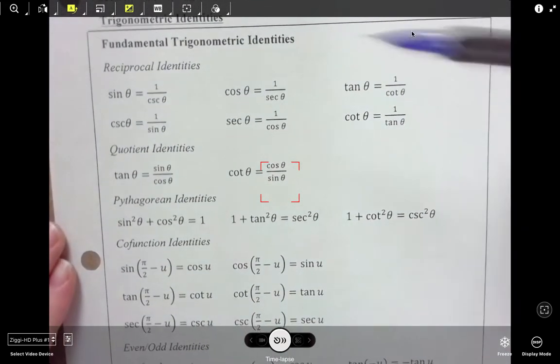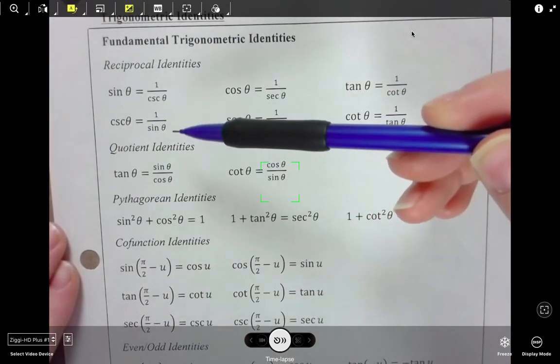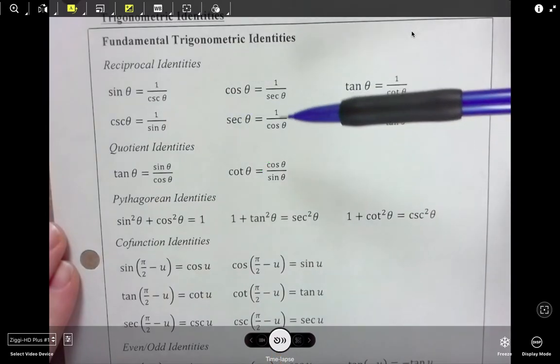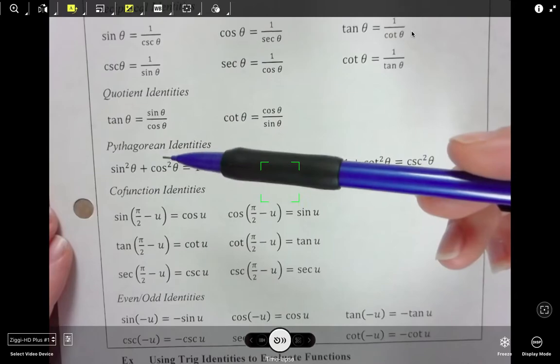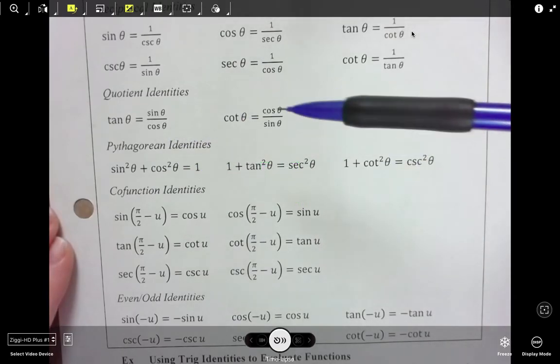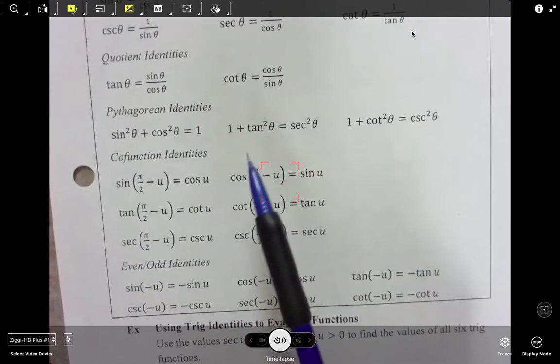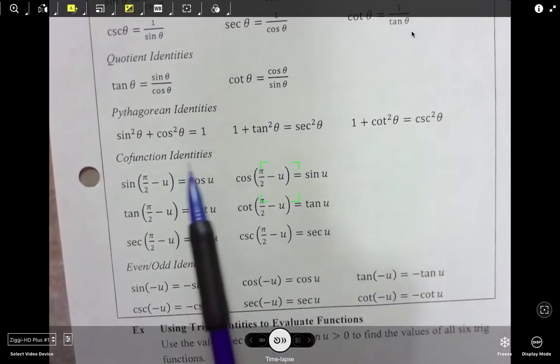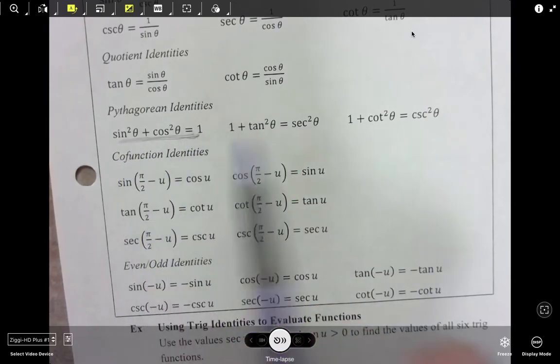Okay, so the reciprocal identities are the ones that you probably already know: cosecant is 1 over sine, the inverse of sine, and secant is 1 over cosine. And the quotient identities: sine over cosine is what tangent is, and cotangent is the opposite of that. The Pythagorean identities are what we've kind of talked about before. Sine squared plus cosine squared equals 1. That's the one that you'll use the most out of the three.